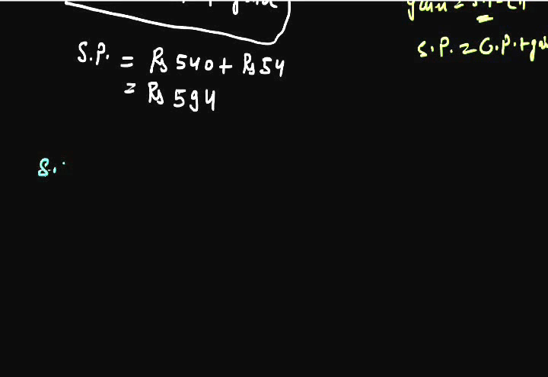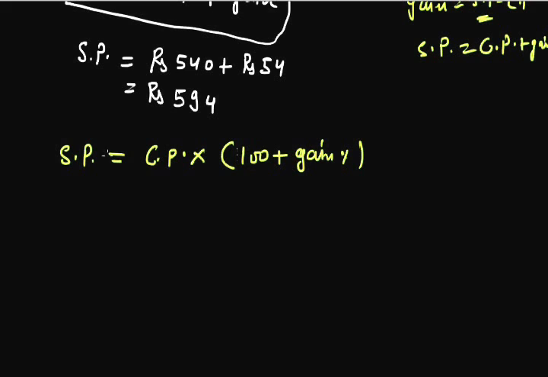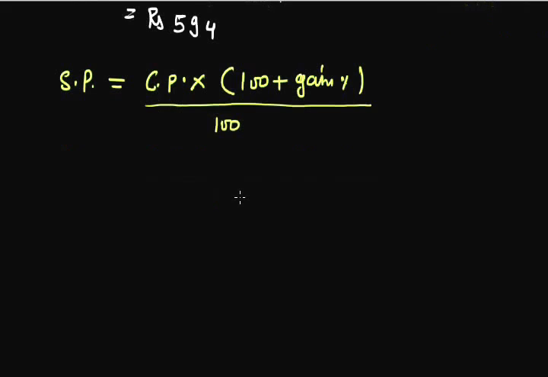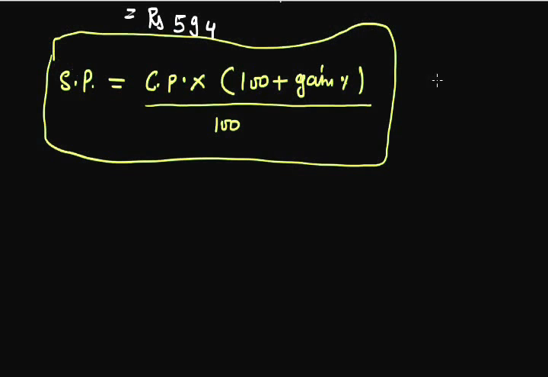Instead of doing this question in this way, we can also use a simple formula for selling price. The selling price is equal to cost price into 100 plus gain percent, whole upon 100. Let us calculate the same question with this formula. This is the formula when we are having a gain. Whenever there is a gain, we can use this formula to calculate the selling price.